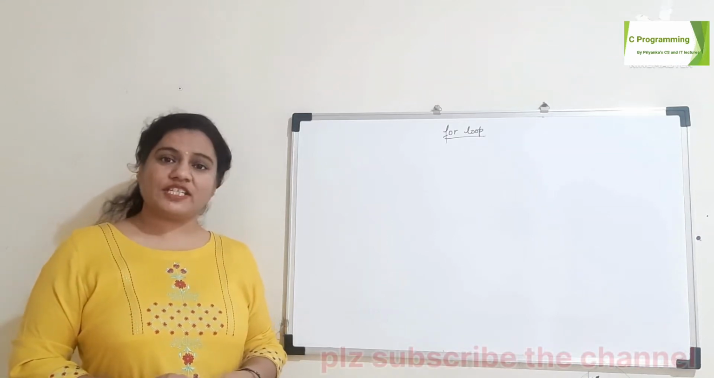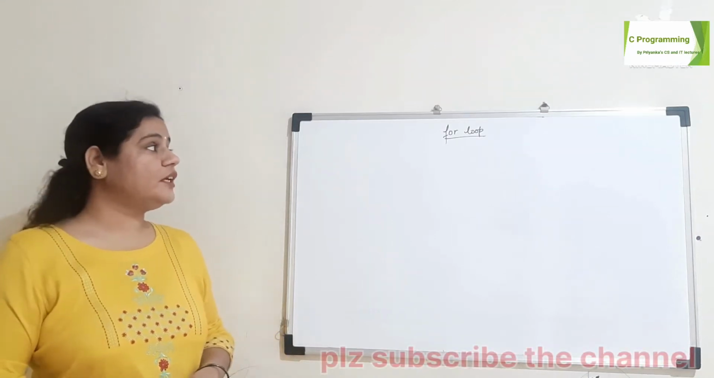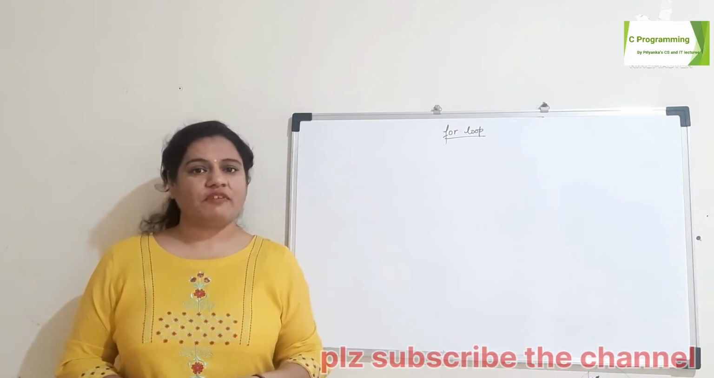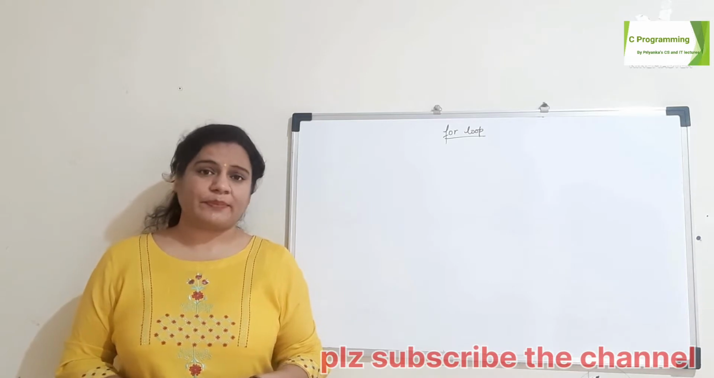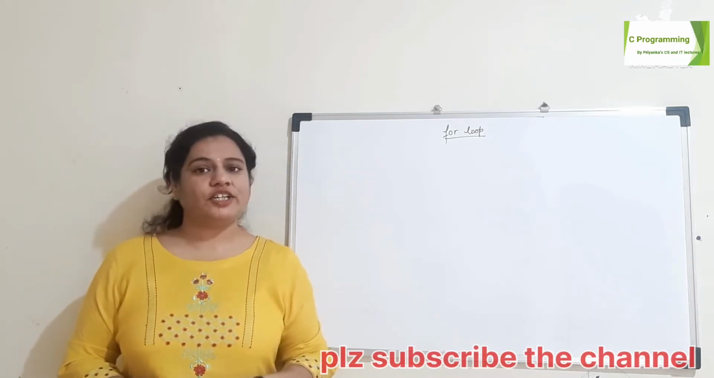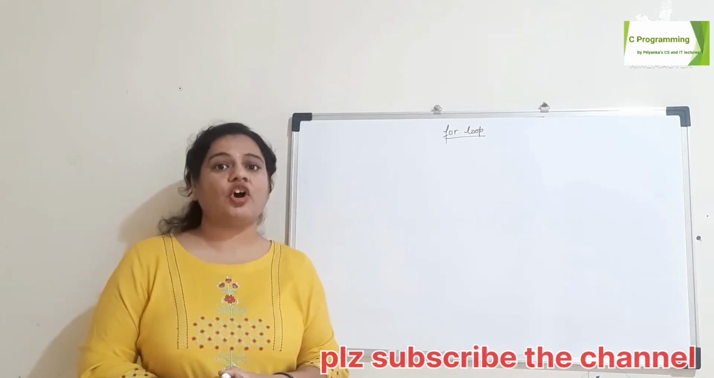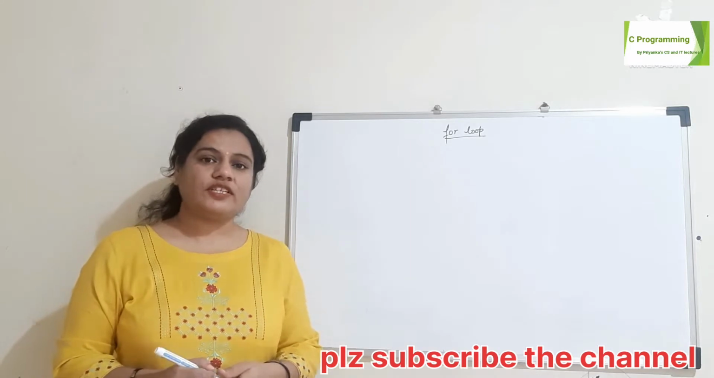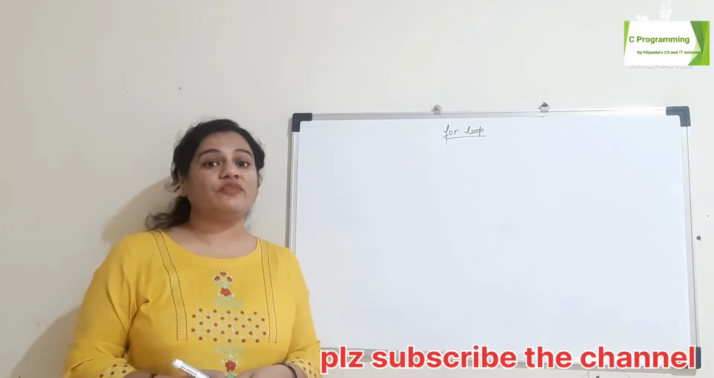Our today's topic is the for loop. This is the third loop provided by the C programming language. In our previous sessions we have covered the while and do while loops with some examples also. The for loop is also a loop which provides you the functionality to execute a single statement or a set of instructions more than one time. But what is the difference? The for loop is quite fast.